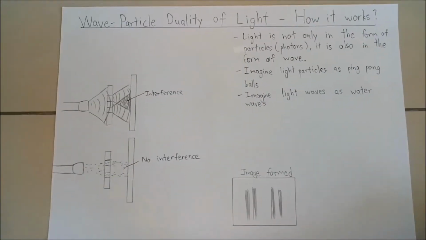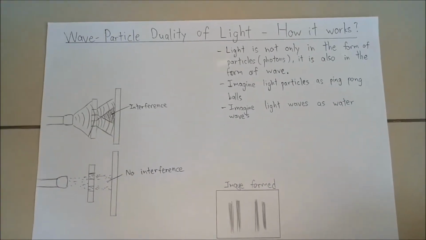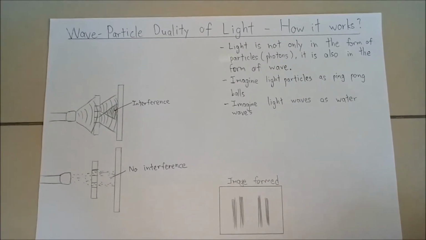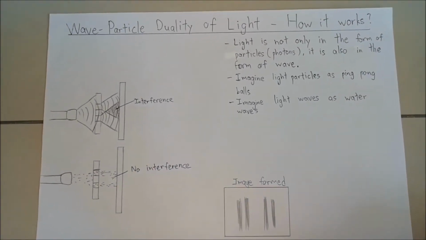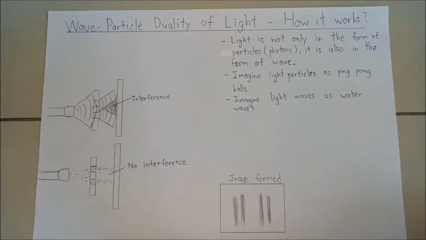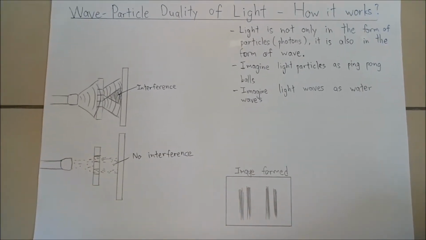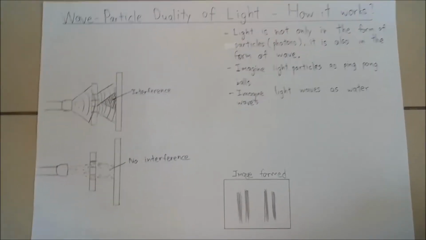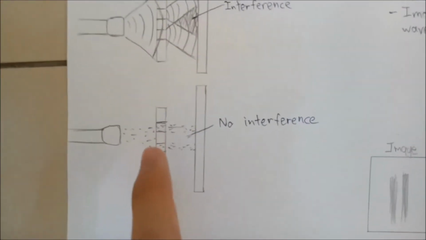To make it simple, imagine that light is only made out of particles, and those particles are ping pong balls. When those ping pong balls pass through the two holes in the cardboard, the image will only form two vertical lines, like in this diagram. There is no interference happening after the black paper.